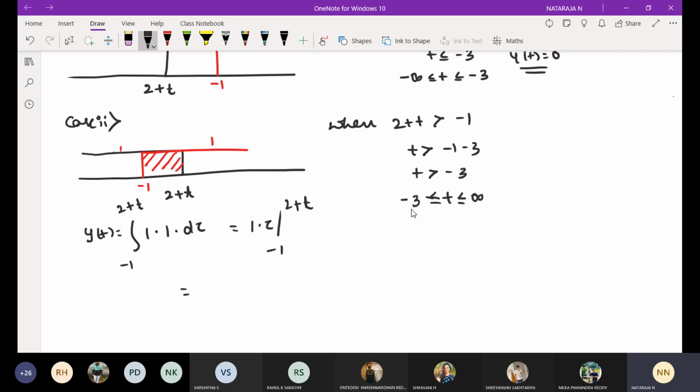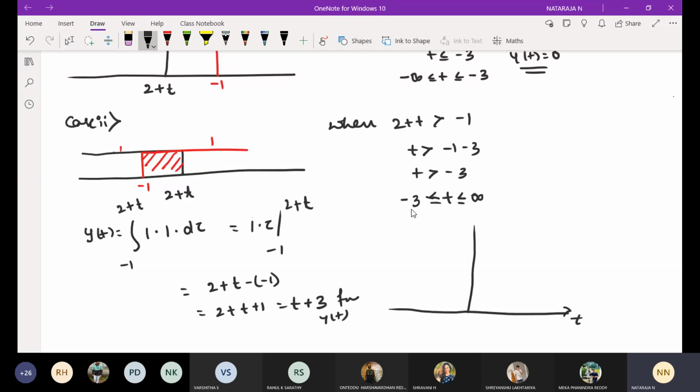Now we get upper limit 2 plus t, lower limit minus of minus 1. You will get 2 plus t plus 1, that is equal to t plus 3. This is my final y of t equation. So y of t will be t plus 3 for the limits from -3 to infinity. Now I need to sketch my y of t with respect to t.